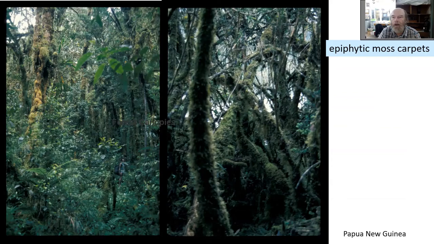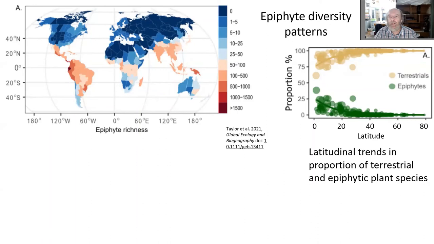Now, when we look at the epiphytic diversity patterns, there is a proportion of terrestrial as opposed to epiphytic plants with latitude. So we can see that, not surprisingly, tropics are more favorable to epiphytes, but it's actually 25% of all plant diversity which is epiphytic. So it's very prominent. And here is the species diversity of epiphytes, which again, you can see is mostly concentrated in the tall, humid tropical mountains in the Andes and New Guinea.